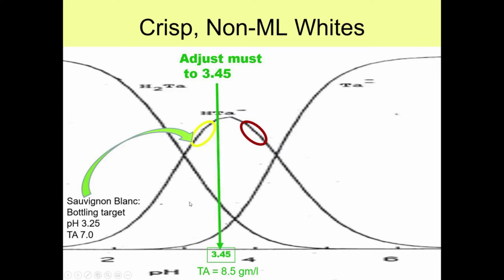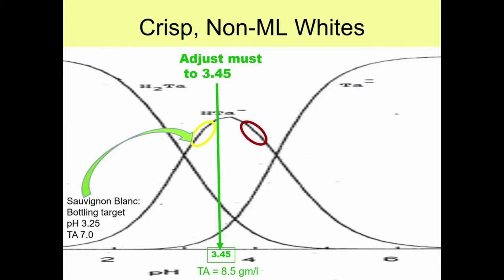We're going to first adjust the must to pH 3.5. And let's say that ends up giving us a TA of 8.5 grams per liter. That's kind of perfect numbers. If we get them at harvest, that's great. If we don't, and our pHs are higher and our TAs are lower, then we're going to add tartaric acid.